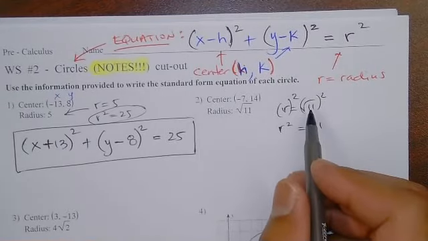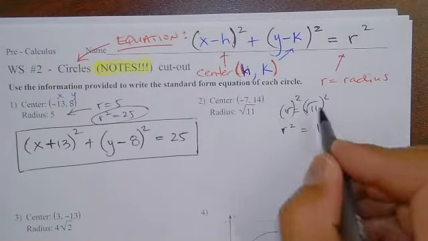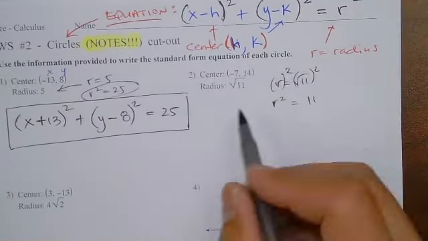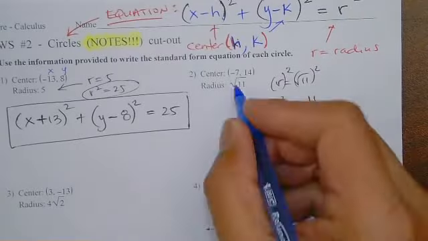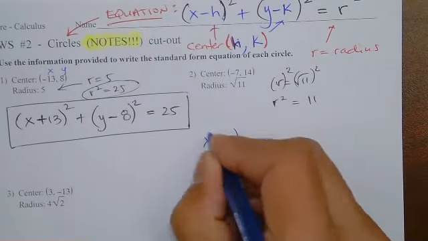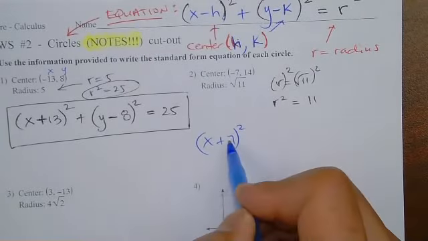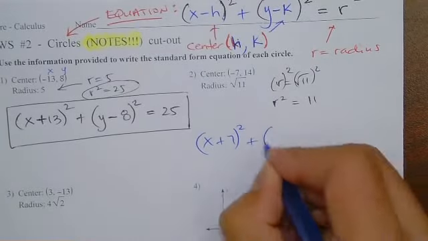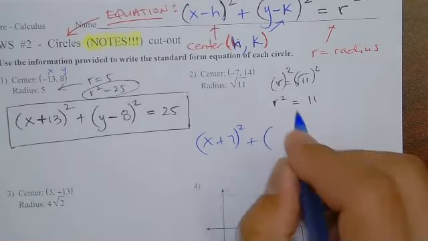Everybody agree the square root of 11 times another square root of 11 is just 11? Or the square and the square root cancel out? Okay, so this equation is going to be what? (x plus 7) squared, the opposite of negative 7, positive 7. Plus y, that's a positive 14, so (y minus 14) squared equals? And then we just found out the r squared is 11, so 11. All right. I think we got it.